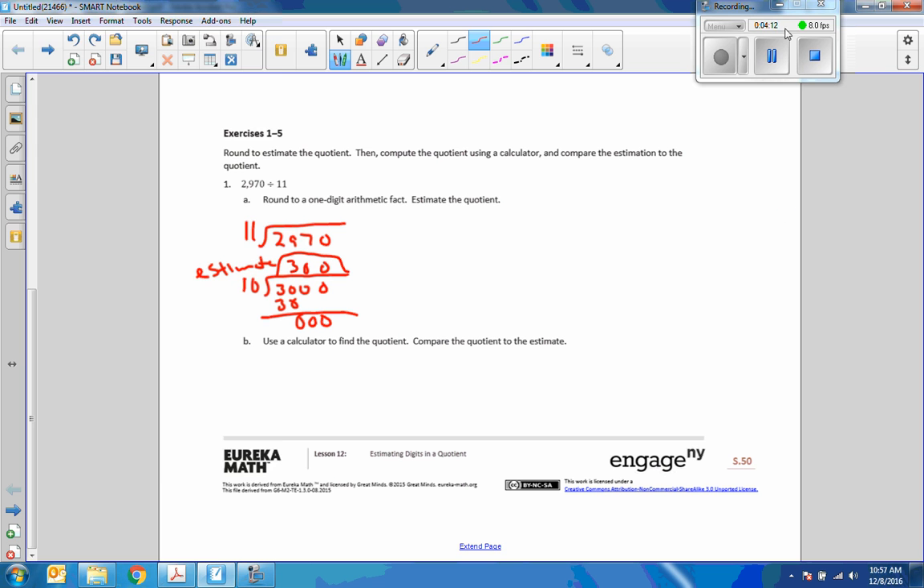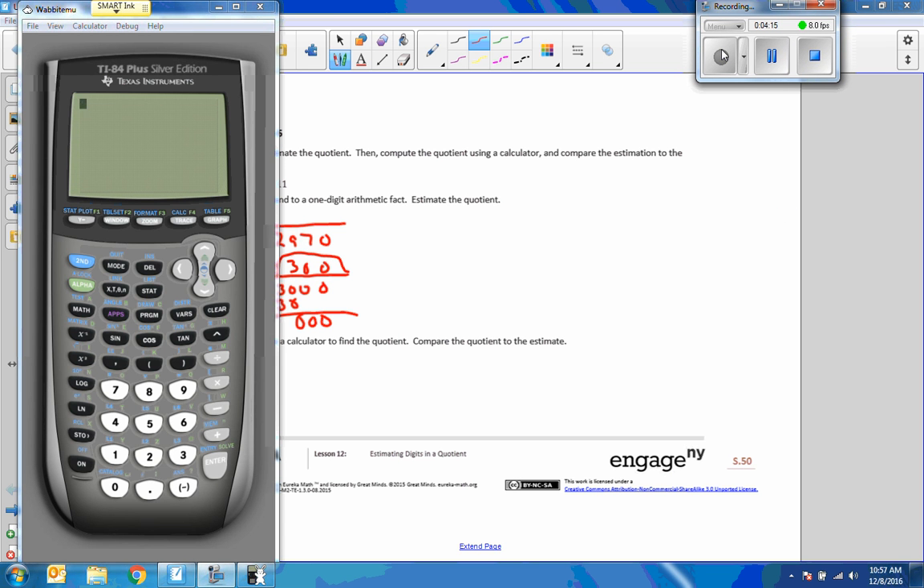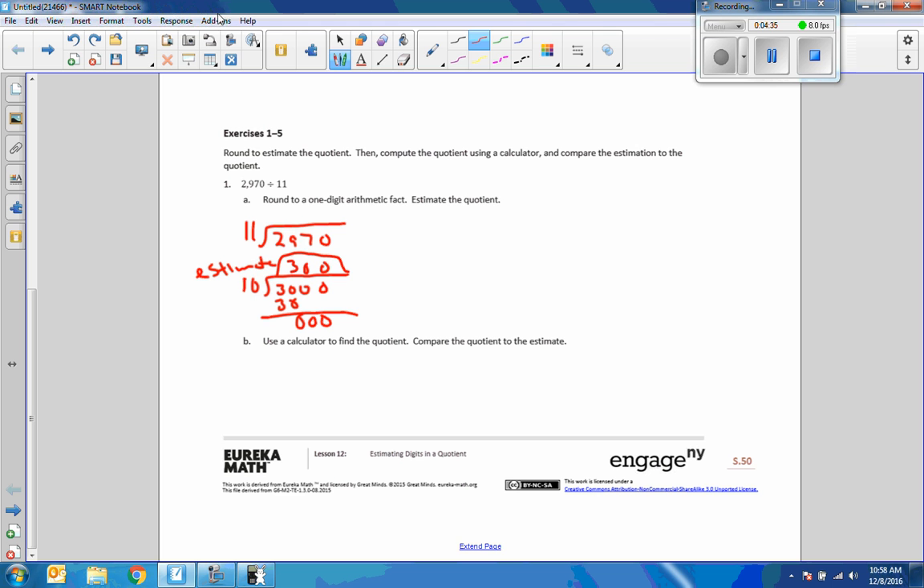Now we're going to use a calculator. Here's our calculator, and we're going to divide 2,970 divided by 11. Okay, we got 207. So then we could write here, 2,970 divided by 11 equals 207. That's what we got in our calculator. 207. The quotient is very close to the estimate. 270 is pretty close to 300.